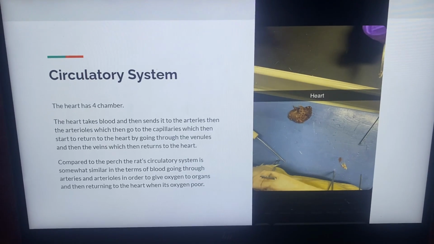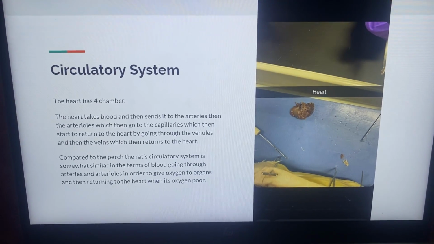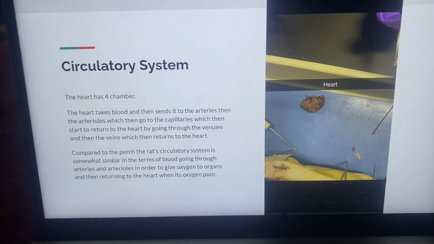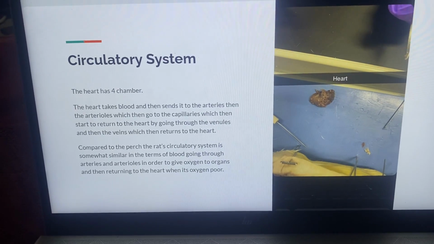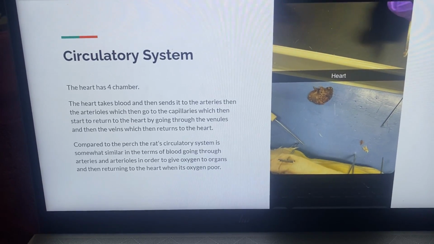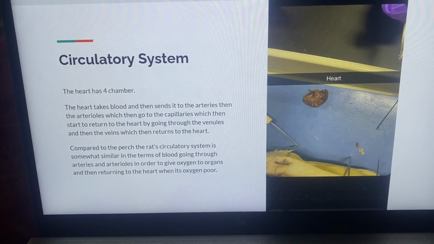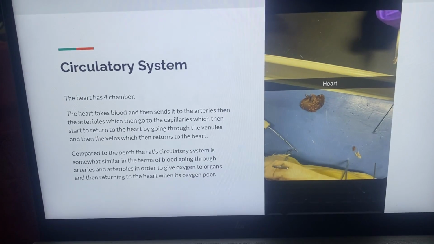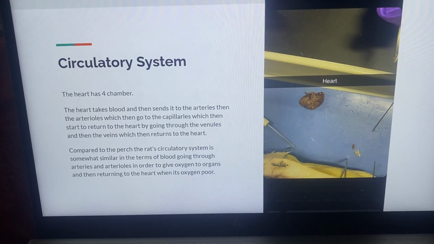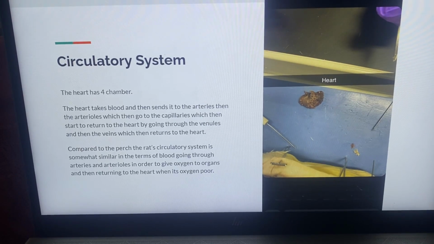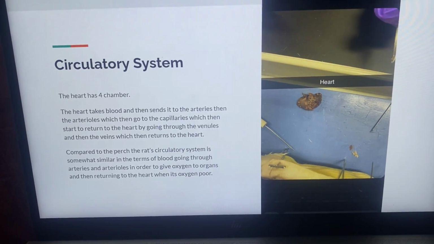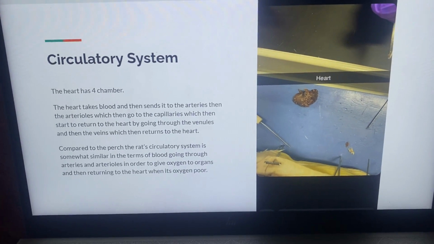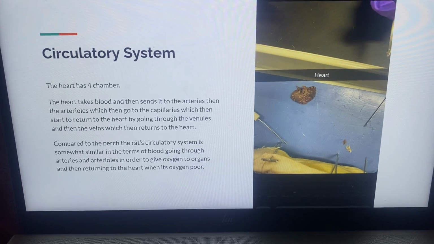Circulatory system. Yes, the heart has 4 chambers. The heart takes blood and then sends it to arteries, which then go to capillaries, which then return to the heart by going through venules, and then veins, which then return to the heart to then repeat the process. And compared to a perch, the rat circulatory system is somewhat similar in terms of blood going through arteries in order to give oxygen to organs and then return to the heart when it's oxygen poor.